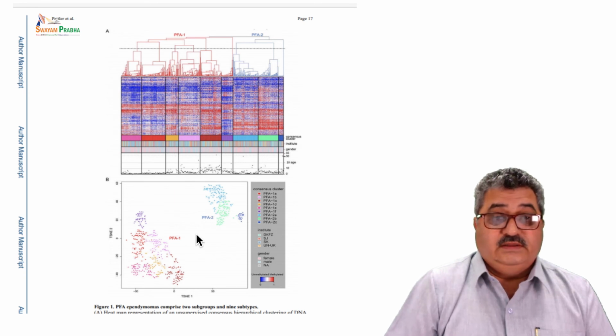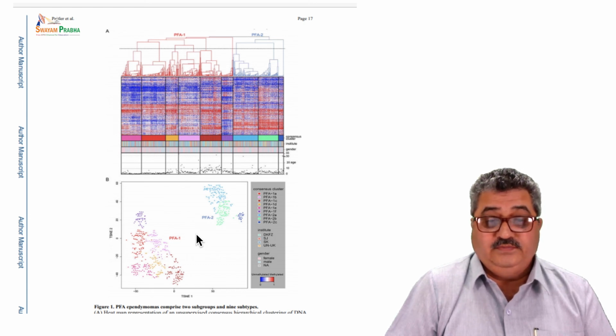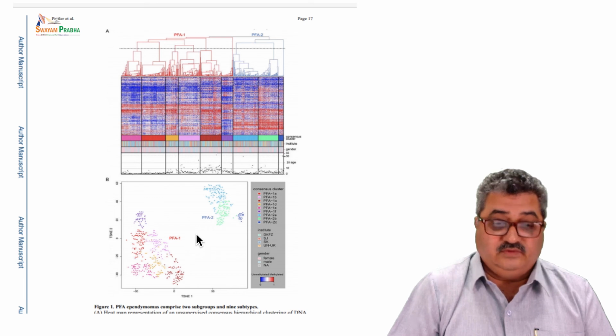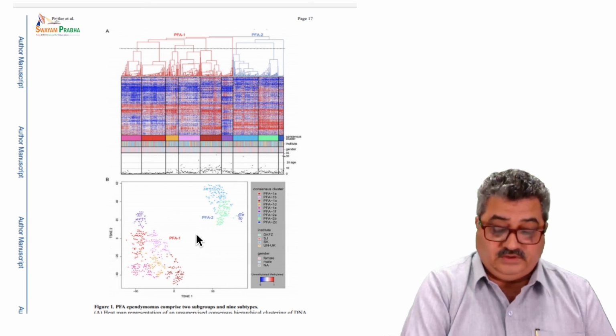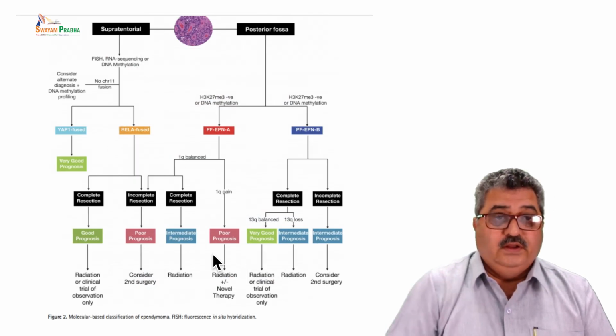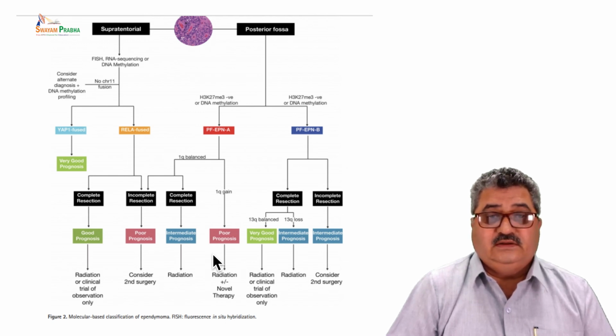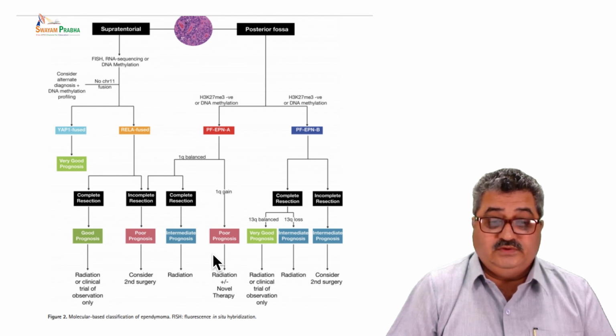Now, in the posterior fossa, this is not adopted, but some studies have shown that it is not only A and B. There are 9 subgroups, but this has not been adopted in the next WHO. Some authors suggest that molecular grading gives the algorithm for the treatment of these patients, whether the patient should be put on radiotherapy, chemotherapy, or under trials.